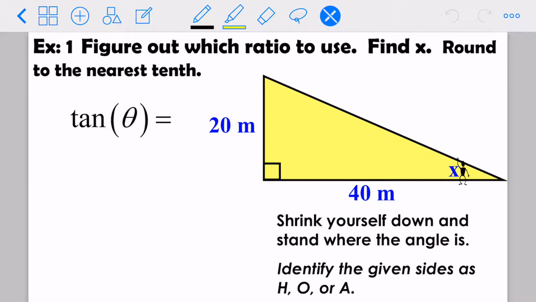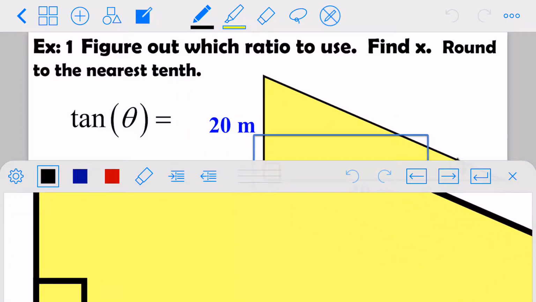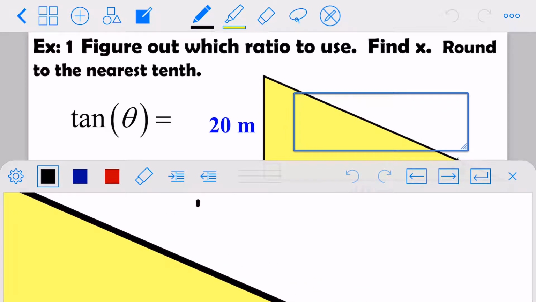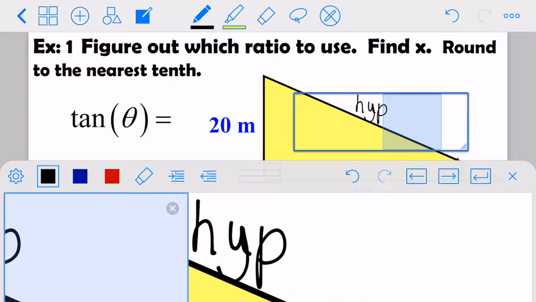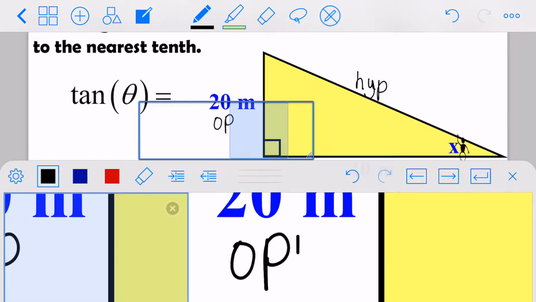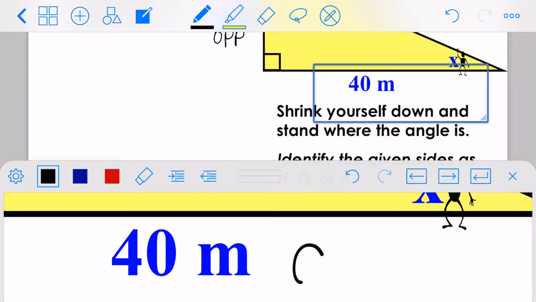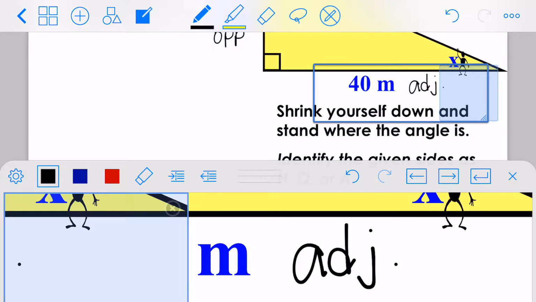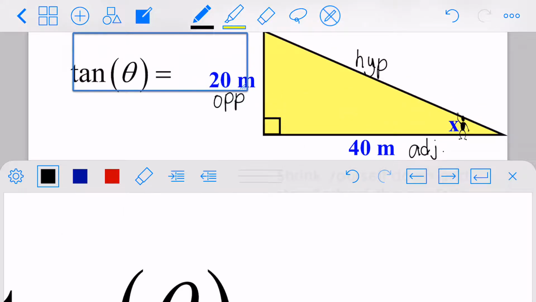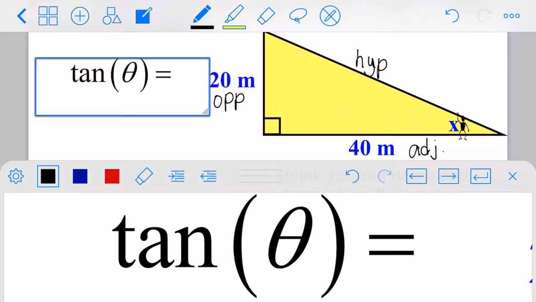All right, so we need to find x, and it says round to the nearest 10. Don't forget to look at that. Again, we want to shrink ourselves down and identify first which one's the hypotenuse, which is this, what your opposite is, which is this one, and then this is your adjacent. So what is it asking us for? Tan of theta. We want to know what that theta is.